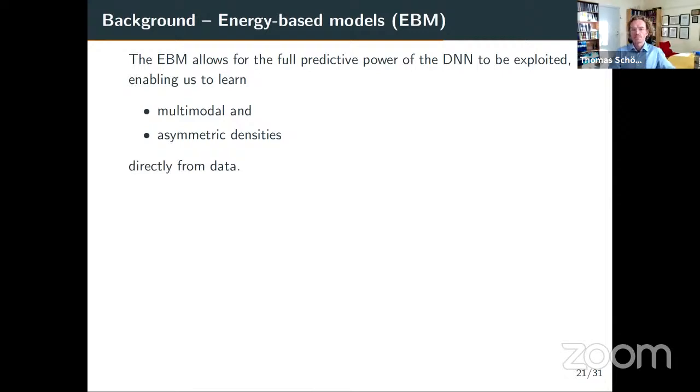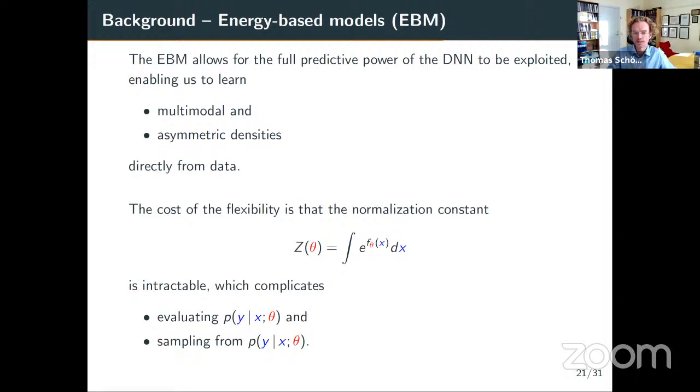Okay, so this is both good and bad in the sense that it's of course a bit more challenging to work with this model. Let's see what that entails. On the good side is that we can work with multimodal or asymmetric densities, and if we have enough data, we can learn them from the data. The cost of doing this is that this normalization constant is intractable, so there is no way we can come up with a closed form expression for this integral. And why is that a problem? Well, it becomes a problem to evaluate the conditional distribution, and it becomes a problem to sample from it.